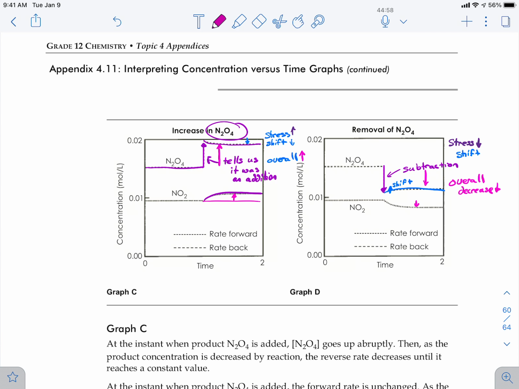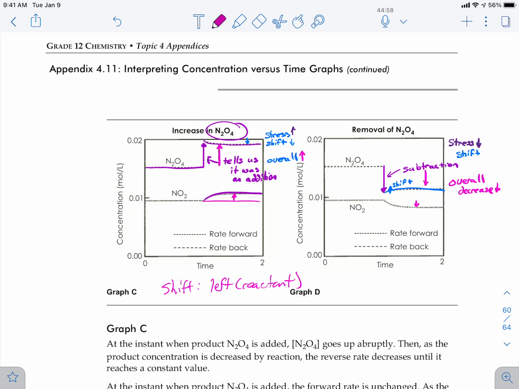Okay, so let's look at this next one. Here we have N2O4. The stress is that we are adding N2O4, so we get a sudden increase in N2O4, and then we get the opposite shifting. We get a shift away from N2O4, a shift to the left towards reactants, and that's why we are seeing this upper curve on the reactant side, not on the product side.